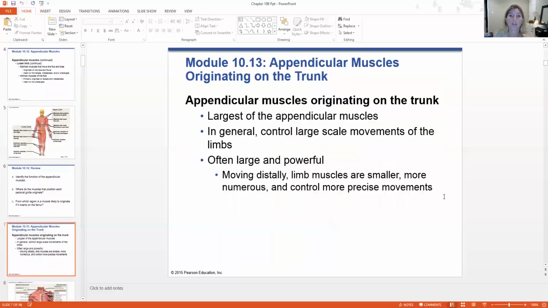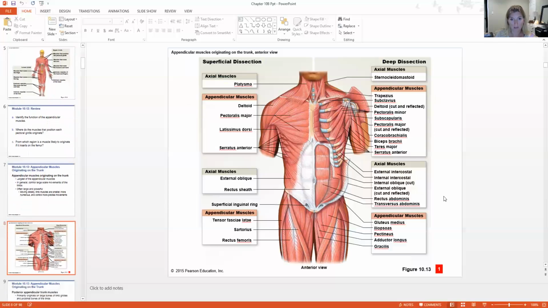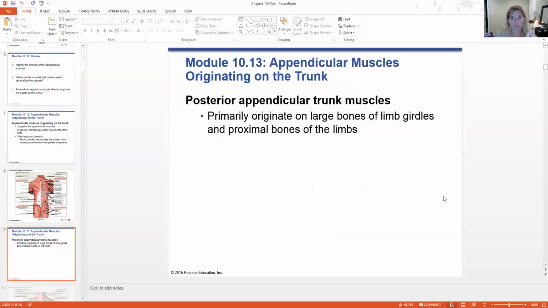So let's talk about the appendicular muscles that originate on the trunk. These are usually the largest of our appendicular muscles. In general, they control very large scale movements. They're very large and powerful, and as you get further away from the core of the body, those muscles are going to get smaller and have more precise, fine movements. So here you can see some of these very large muscles that are originating on our trunk.